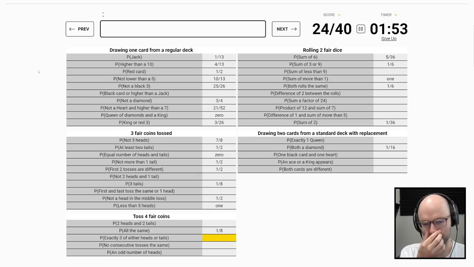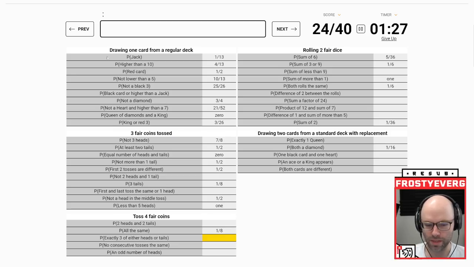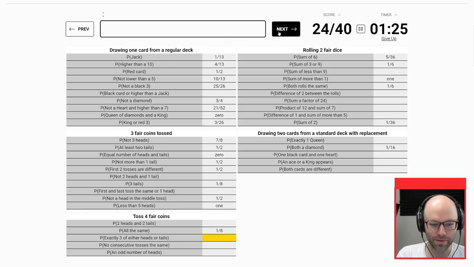I'm dead. I'm actually dead. What are the odds exactly three are either heads or tails? That's got to be a pretty good chance. This is where you start to rationalize. And you're like, you know what? 62% is pretty good. That's a C. I can get out of the class. I can study more for next year.